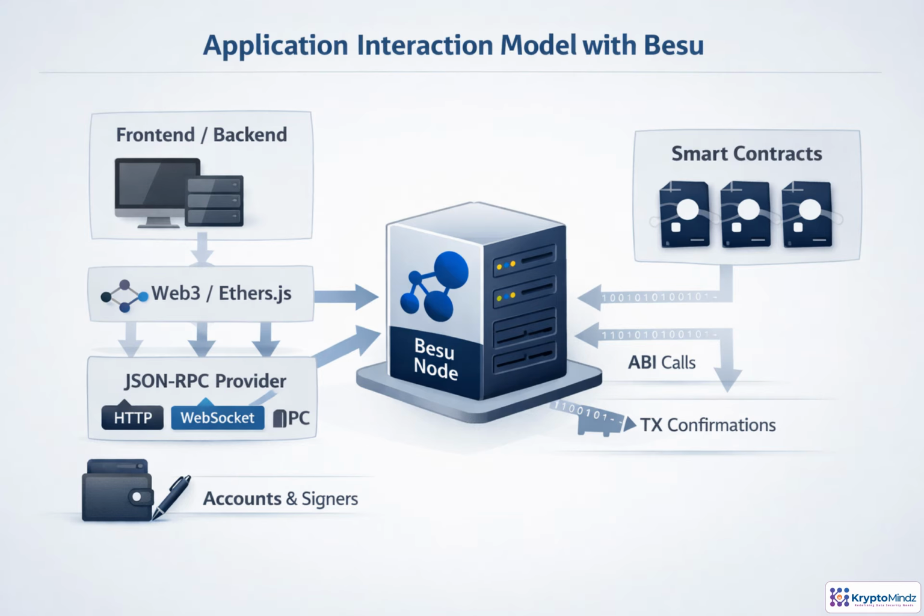Besu acts as the gateway between application code and blockchain state. Your front-end or back-end uses Web3.js or Ethers.js to turn familiar method calls into JSON-RPC requests over HTTP, WebSocket, or IPC. Read-only calls can use a call. State changes are signed by an account, sent as transactions, and checked later with receipts. Contract ABIs provide the encoding map so the app knows how to call functions and interpret results.